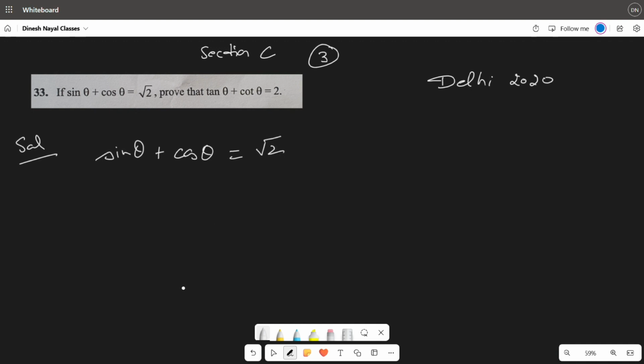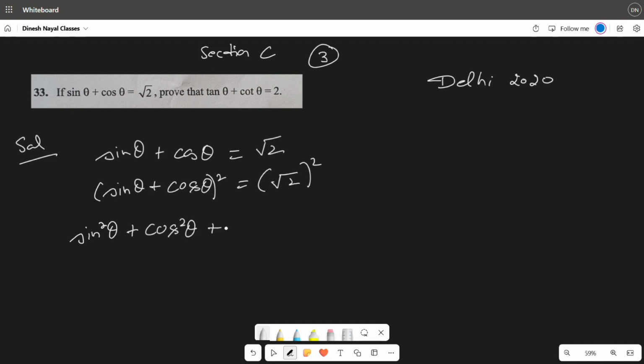Okay, now see, what we do is we square both sides. So squaring both sides gives sin theta plus cos theta whole square, and root 2 whole square. Now expanding this, a square plus b square plus twice of ab, it will be sin square theta plus cos square theta plus 2 sin theta cos theta. Now root 2 squared will be 2 only.